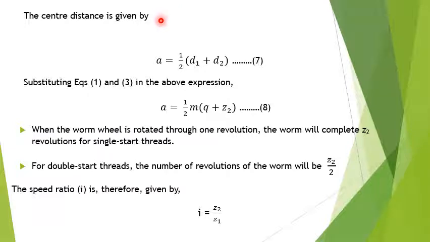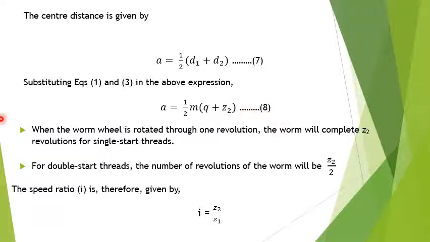The center distance for a worm gear drive is denoted by small a is equal to half into d1 plus d2, where d1 and d2 refer to the pitch circle diameters of the worm and worm gear respectively. Let's take it as equation number 7. Now let us substitute equation numbers 1 and 3 in the above expression. Equation number 1 is q is equal to d1 by m, where q is the diametral quotient, so we can write d1 as q into m. Let's substitute that over here, as well as d2 can be written as m into z2, where m is now taken outside. Let us represent this by equation number 8.